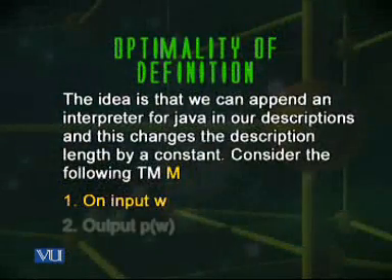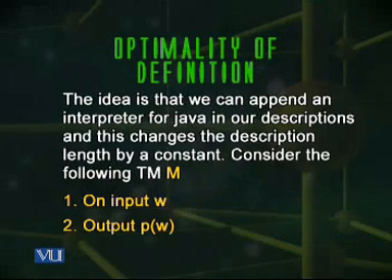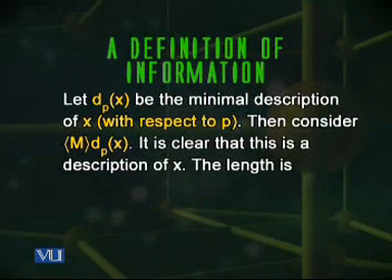Let's be more formal about it. Remember that we have said that p is a computable function. Therefore, p can be computed by a Turing machine. Now let's consider the following Turing machine M. On input w, output p of w. Now let d sub p of x be the minimal description of x with respect to p. Then what we can do is we can take this one given Turing machine.